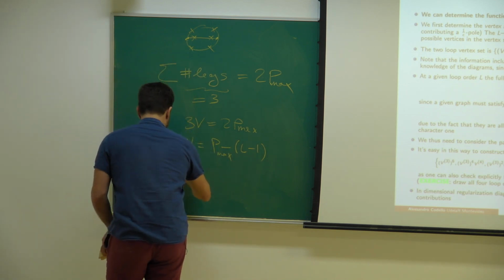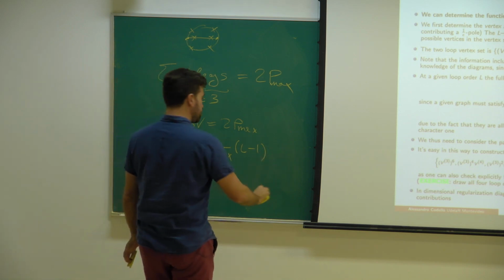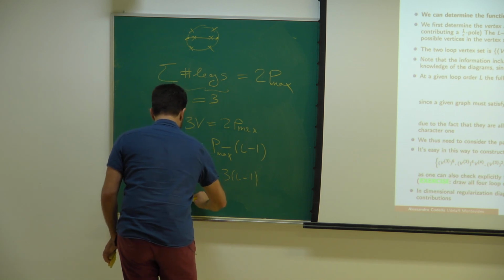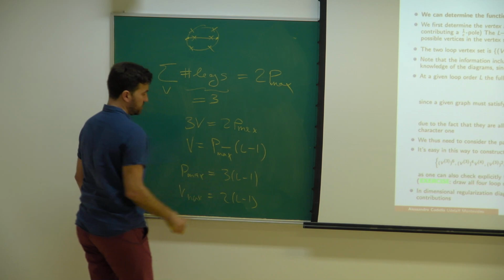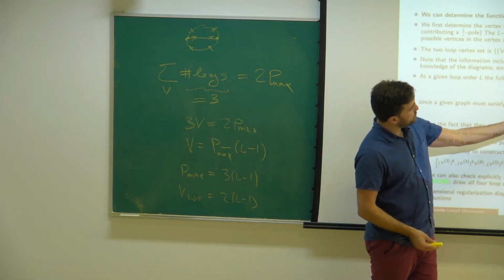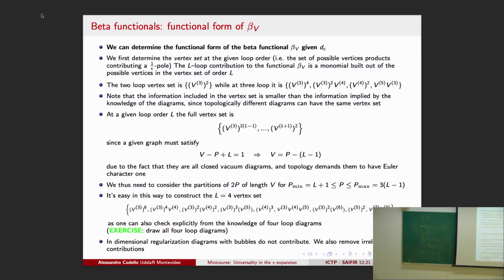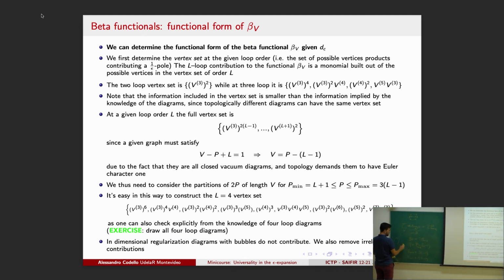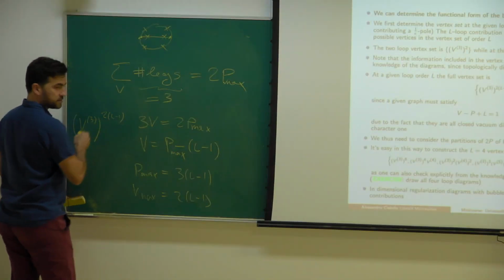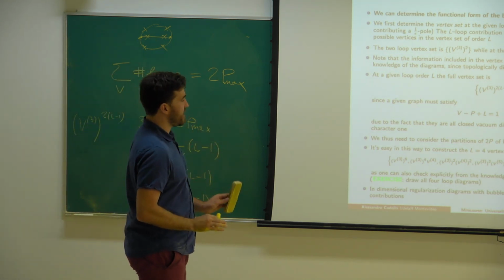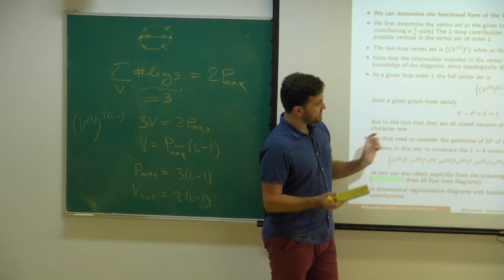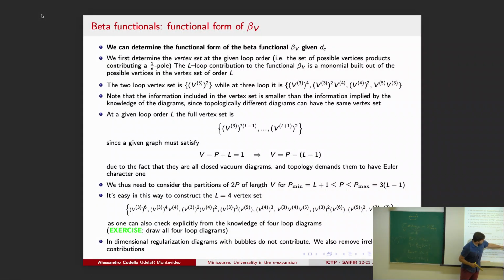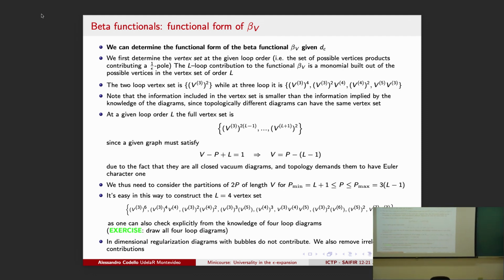I find that p max is equal to 3 times L minus 1, and v max is equal to 2 times L minus 1. So the minimum contribution comes from this situation, which will be v to the L plus 1 to the power square, while the max will be v3 to the power 2L minus 1. In the middle, I have all the partitions of 2p, of length v, that run between p minimum and p max. Let me make an example, and then I show you a little mathematical code that does the enumeration of the contributions for us.